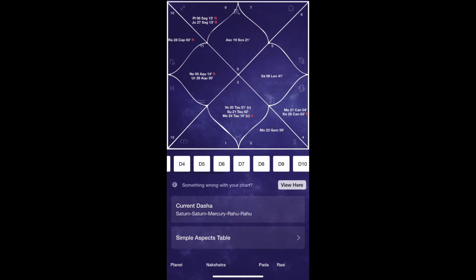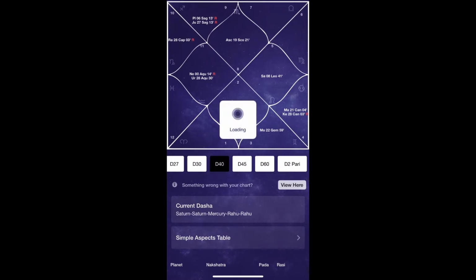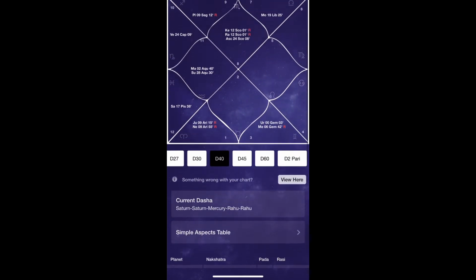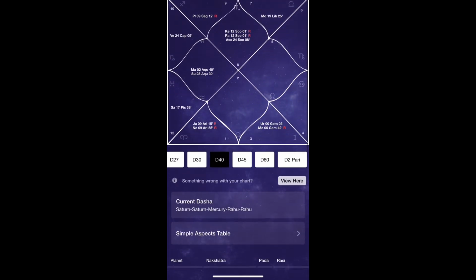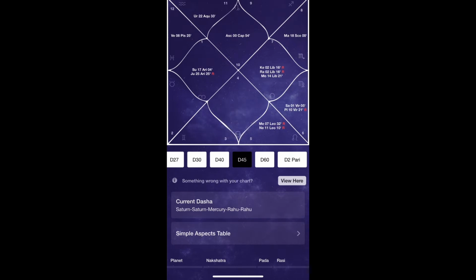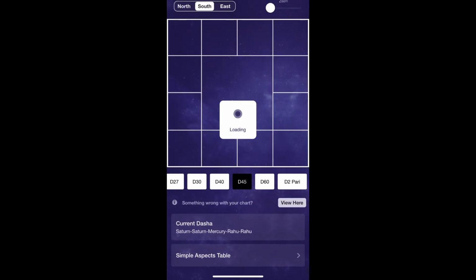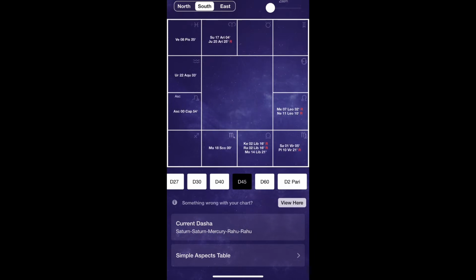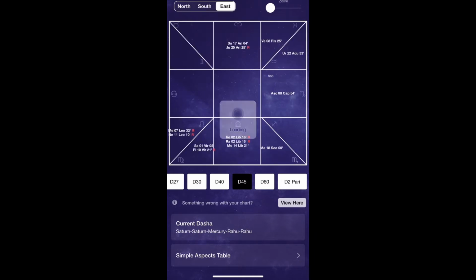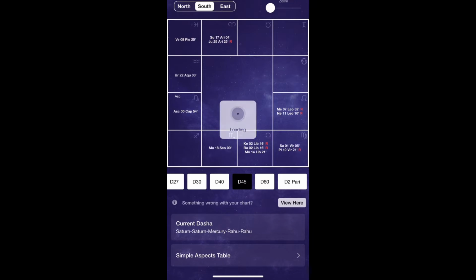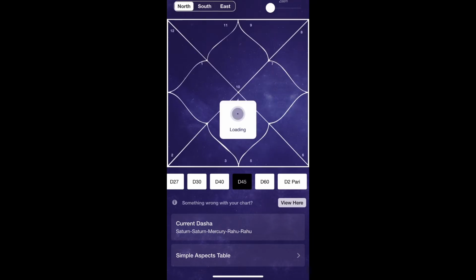So when I scroll like this, you'll see the D40 right here. And then you'll see the D45 chart, right? So up here, this is the North, this is the South Indian chart. This is the East Indian chart. You won't see this East Indian one often, right? You're more than likely going to see the South one or the North one.